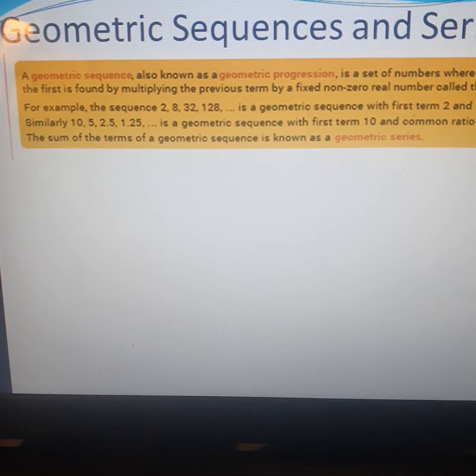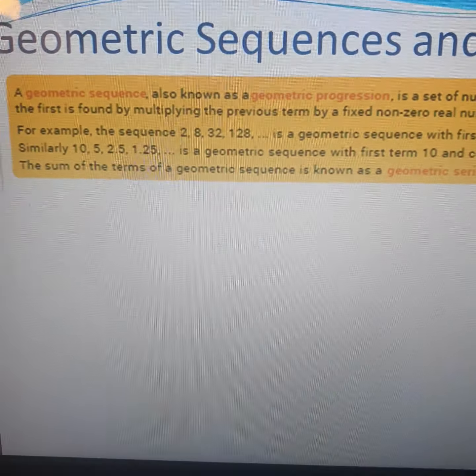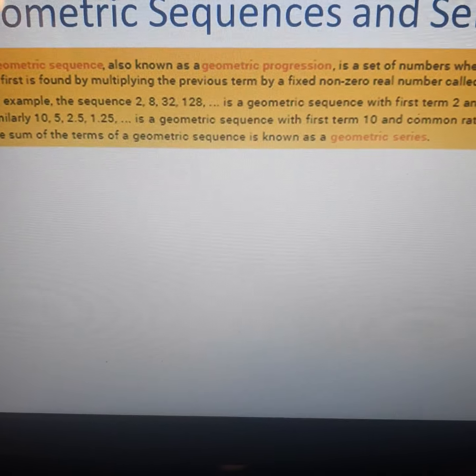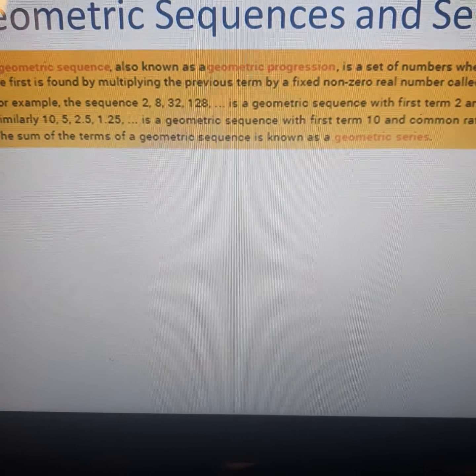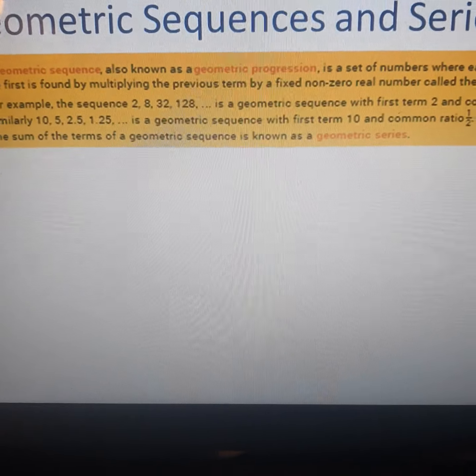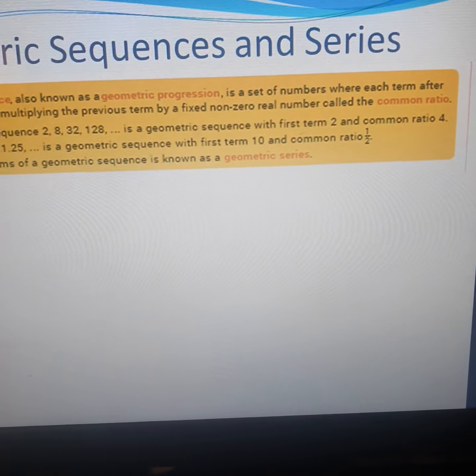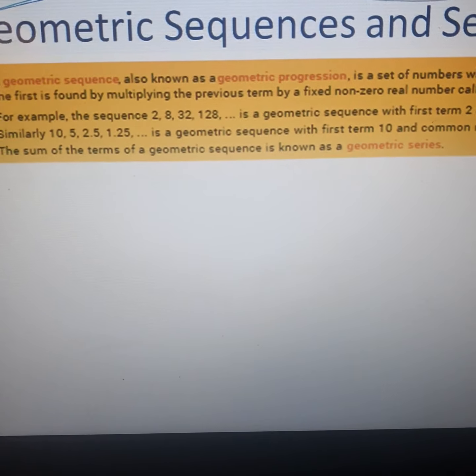And you can see, how do you get from 2 to 8? You multiply by 4. How do you get from 8 to 32? You're multiplying by 4. How do you get from 32 to 128? You're multiplying by 4. So it's geometric, as the first term is 2 and the common ratio is 4.